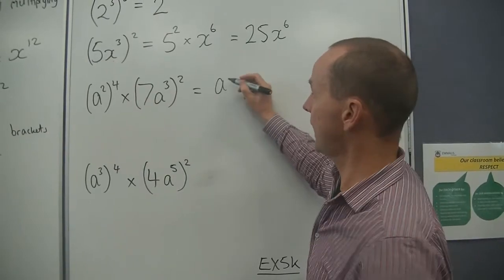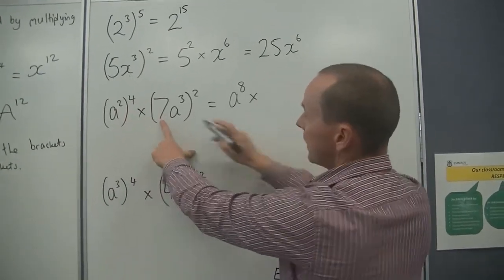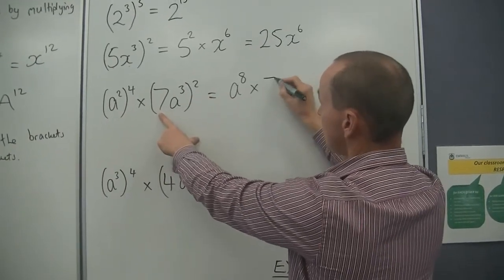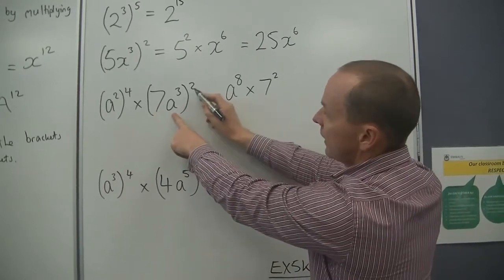Next one, we do it step by step. That would be a to the power of 2 times 4, which is 8, times by. Now remember the 7 is squared, so 7 squared. If you know that's 49 straight away, just write it in. And this one here is a to the power of 6.